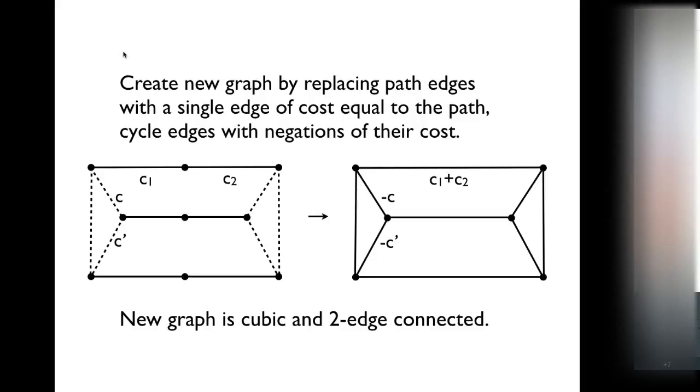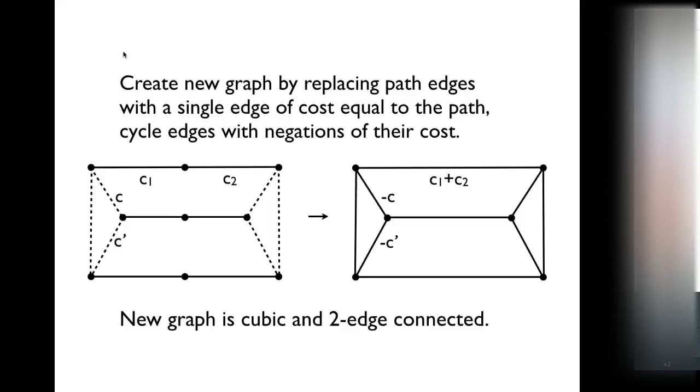Okay, so how are we going to prove this? Well, let's start out with some component from the fractional 2 matching. And I said I have these path edges and I have these cycle edges. And what I'm going to do is create a new graph from the component where I take every path of these edges and replace it by a single edge that has cost equal to the sum of those costs. And I'll take every cycle edge and insert it, and it'll have the negation of the cost that it had over here.